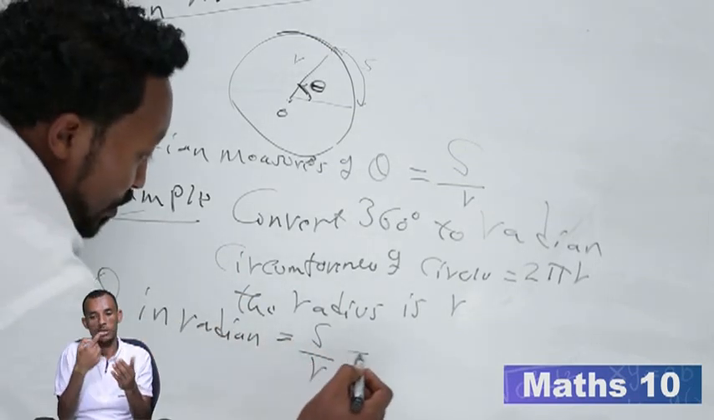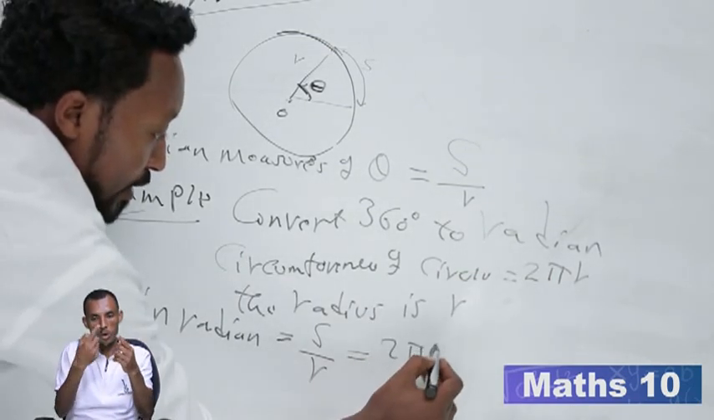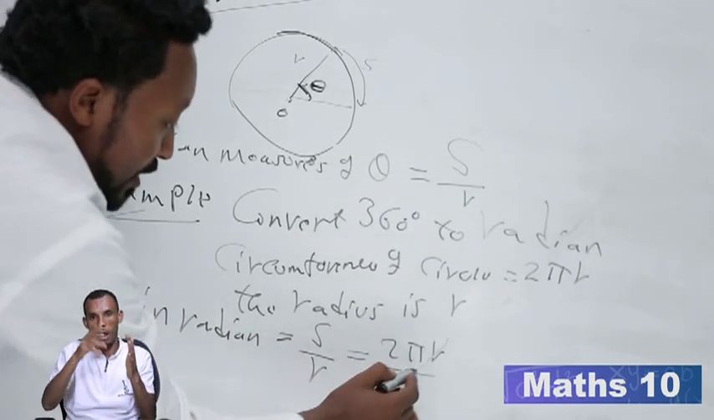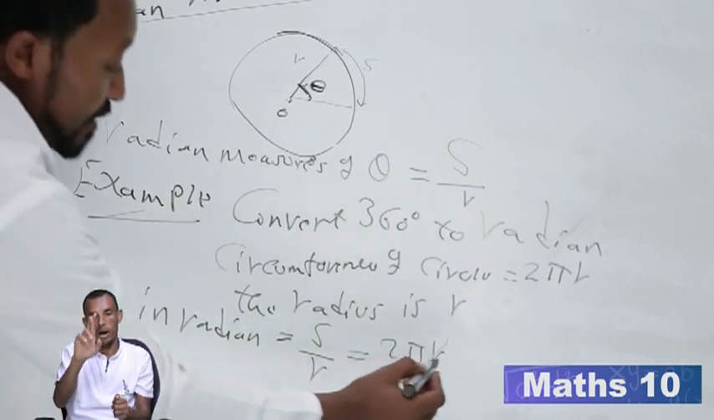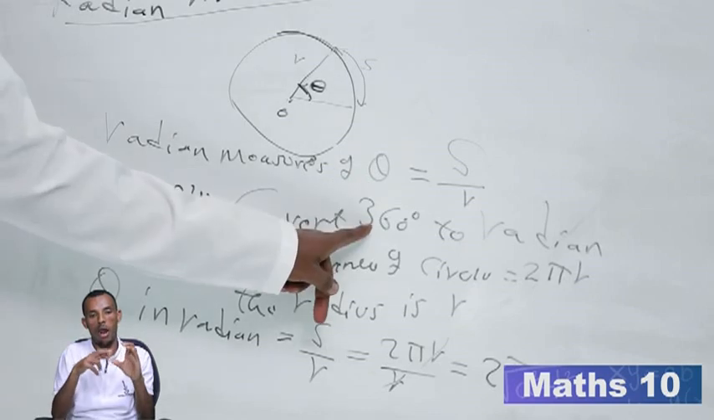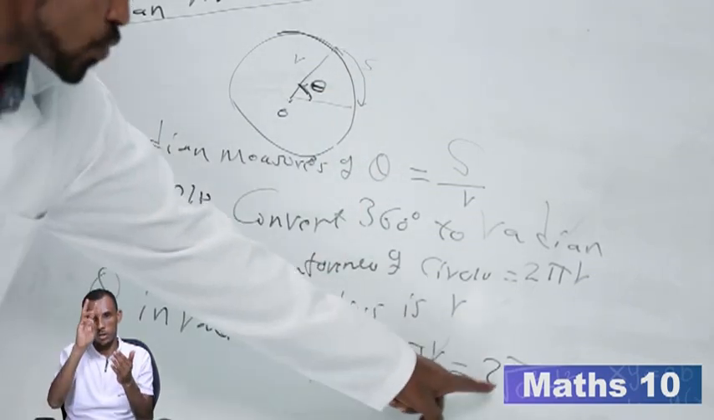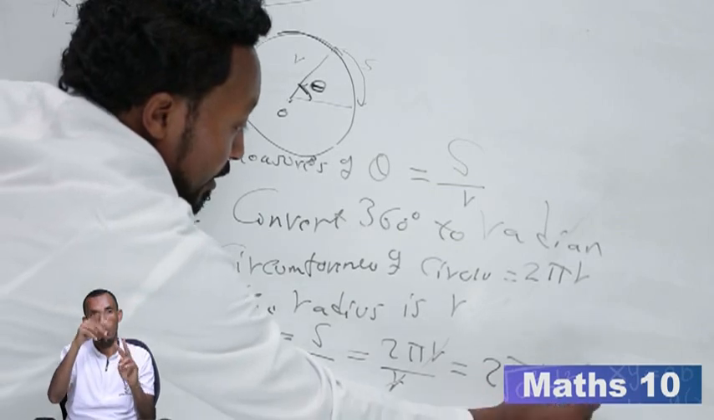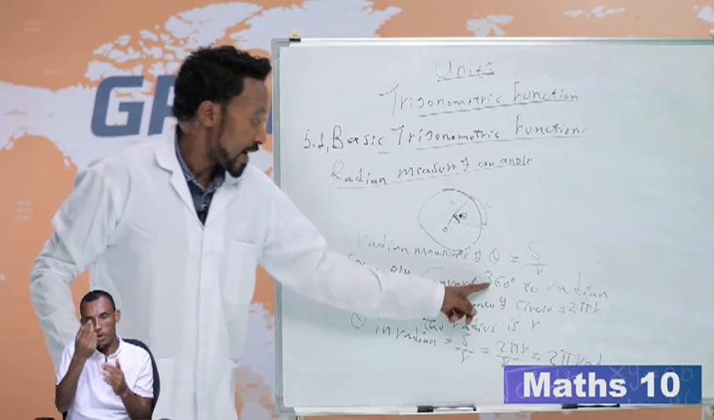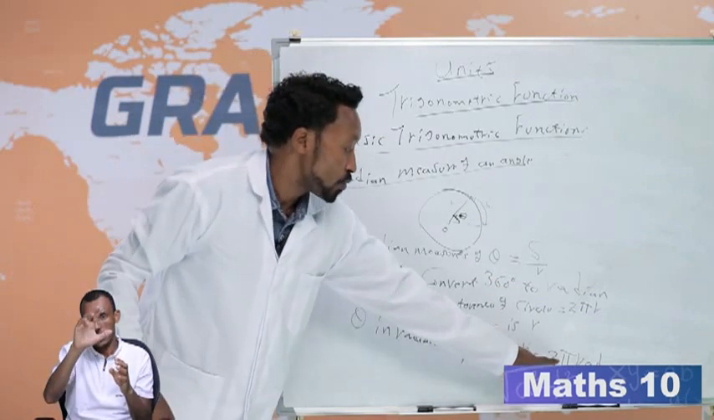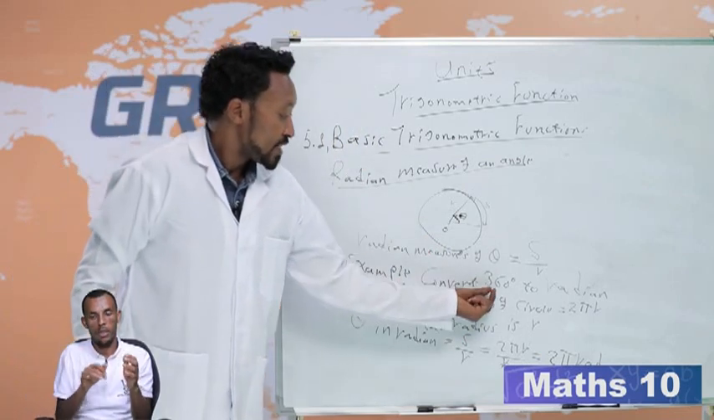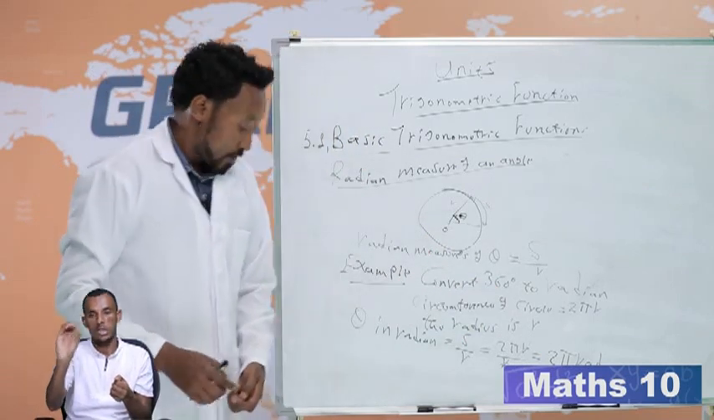Here, substitute this value, 2 pi r divided by the radius r. This means r is cancelled by r. Therefore, what is the value of this one? 2 pi radian. Therefore, 360 degree means the same as 2 pi radian. Therefore, a full rotation has a value of 360 degree, and in radian it means 2 pi radian. This is how to convert 360 degree to radian.